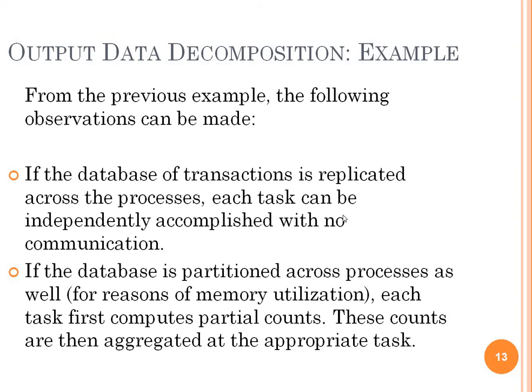Now output data decomposition. From the previous example, the following are the observations. First, if the database of transactions is replicated across the processes, each task can be independently accomplished with no communication. Second, if the database is partitioned across processes as well, each task first computes a partial count and these counts are then aggregated at the appropriate task. These two are the observations made in the output data decomposition.